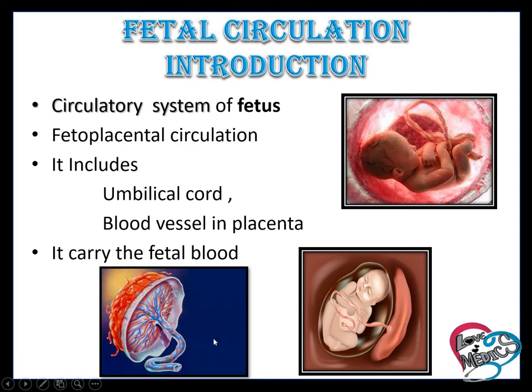Fetal circulation introduction. Fetal circulation is the circulatory system of the fetus. It is also known as fetoplacental circulation. It includes the umbilical cord and blood vessels in the placenta, and it carries the fetal blood.